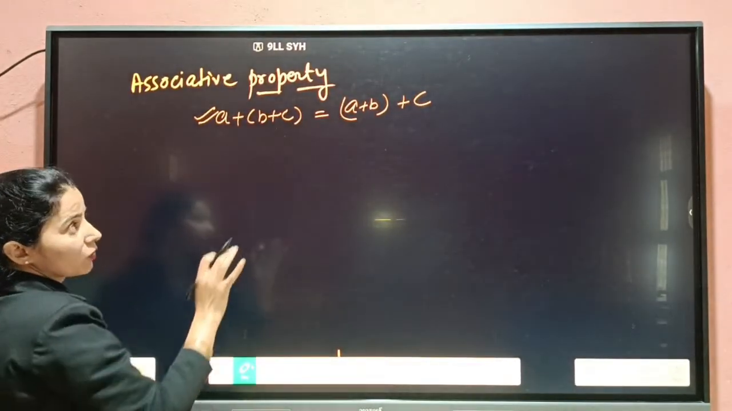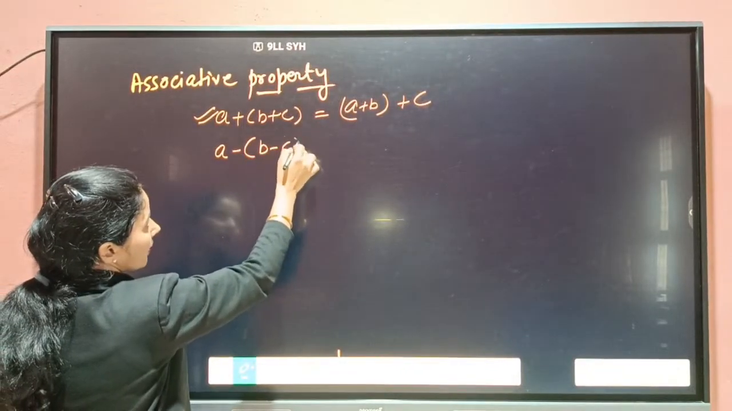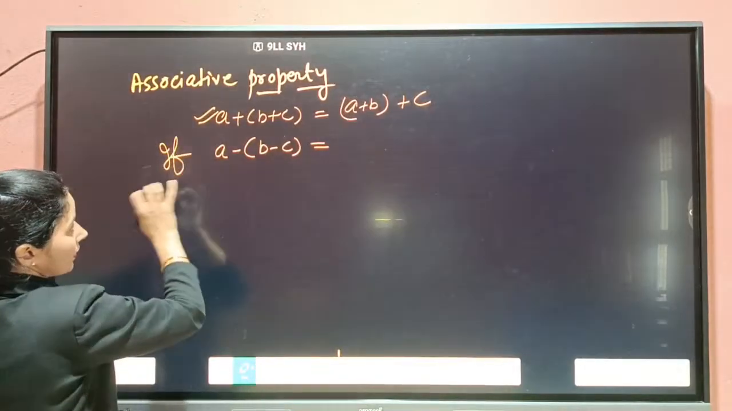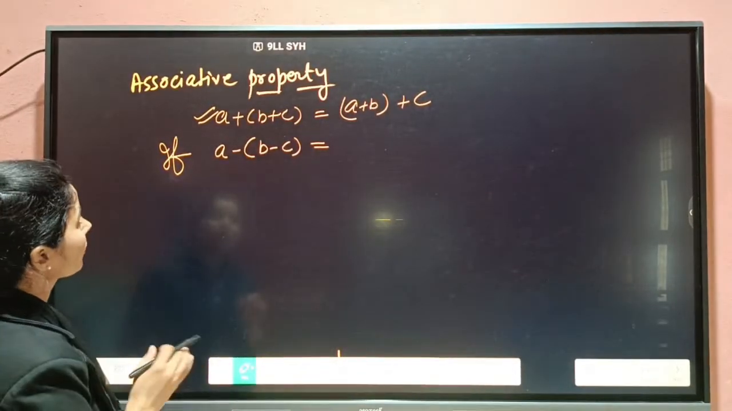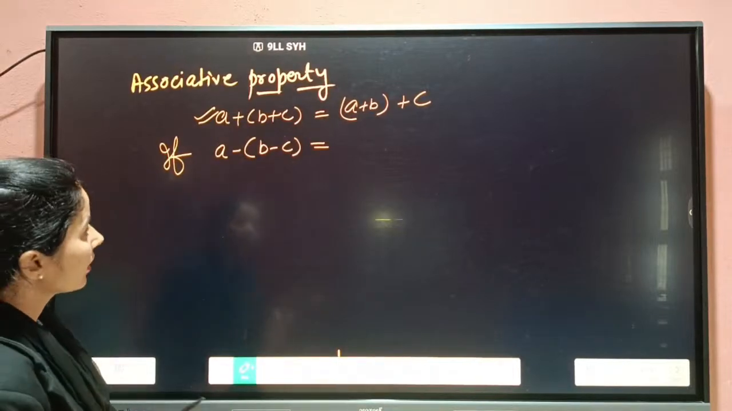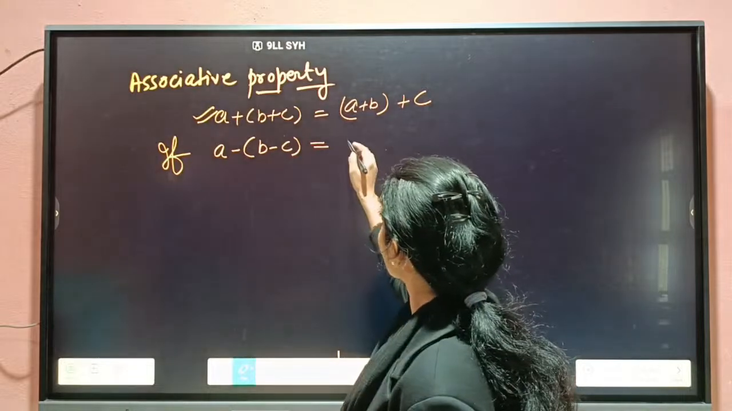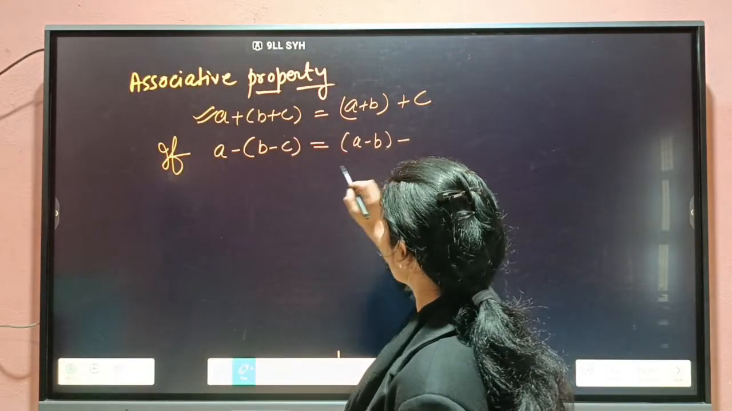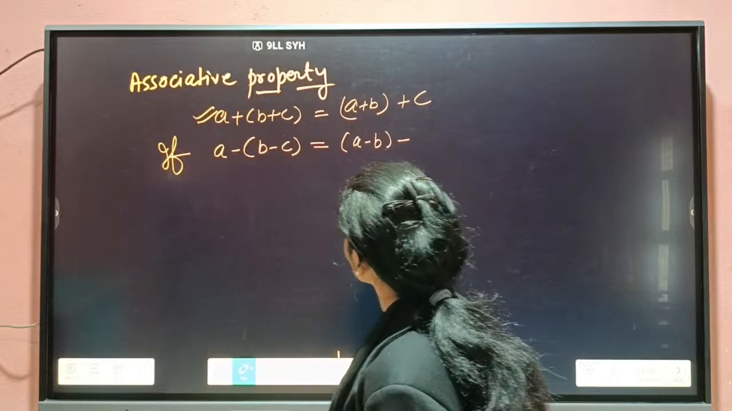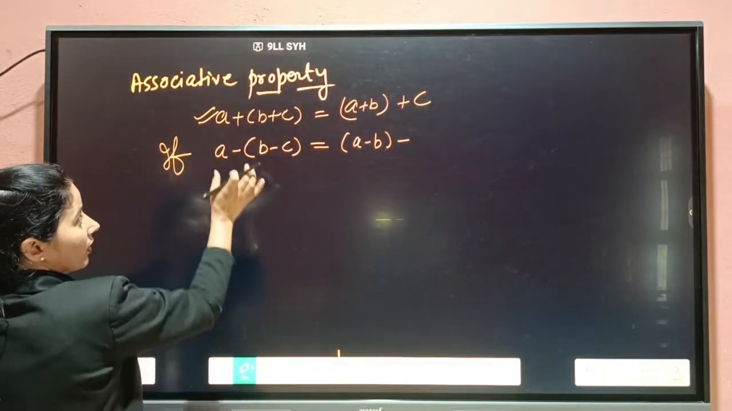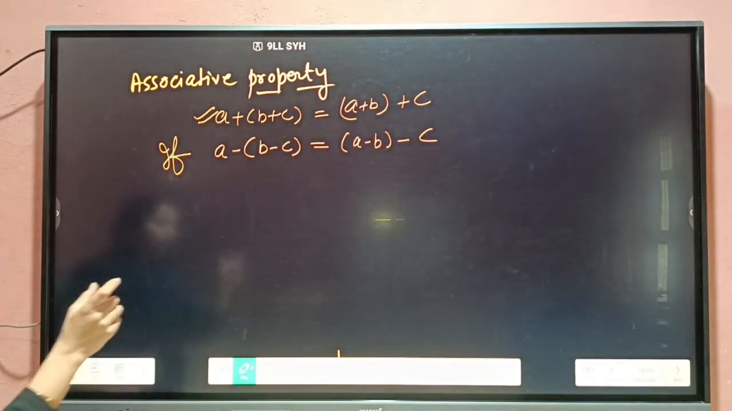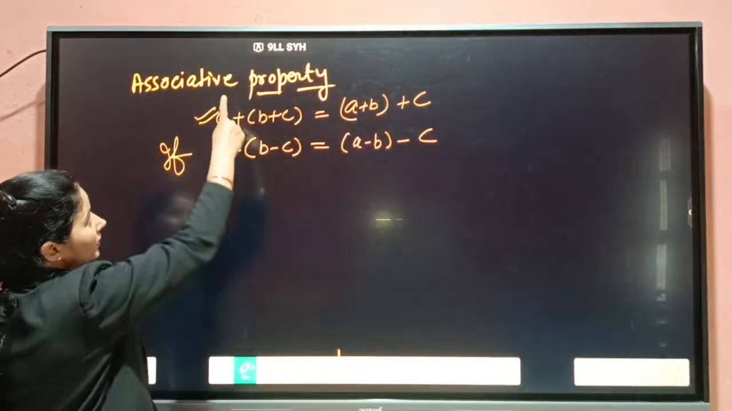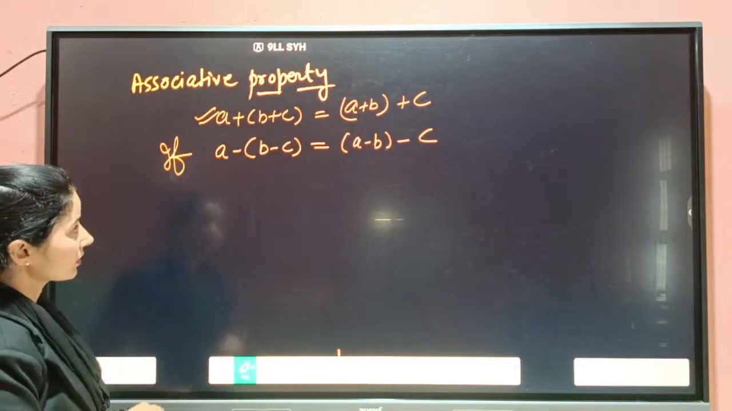Now we are going to check it under the operation subtraction. According to this property, for subtraction it must be like this: A minus (B minus C) must be equal to (A minus B) minus C. I will verify by taking particular values of A, B and C. If this condition is satisfied, then I will say the associative property holds in integers under the operation subtraction, otherwise no.